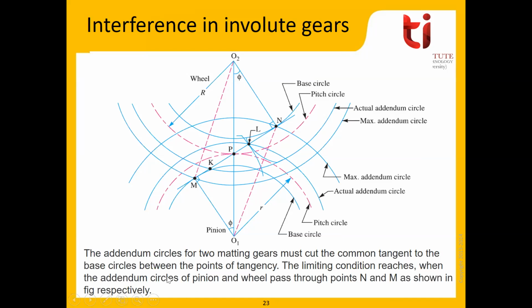So you can say the limiting condition is reached when the addendum circles of pinion and wheel pass through the points N and M. If we want to avoid interference, we cannot increase the addendum of this O1 gear beyond this maximum addendum circle, and for O2 we cannot increase the addendum circle beyond this point. So M and N impose the limiting conditions for the respective gears.